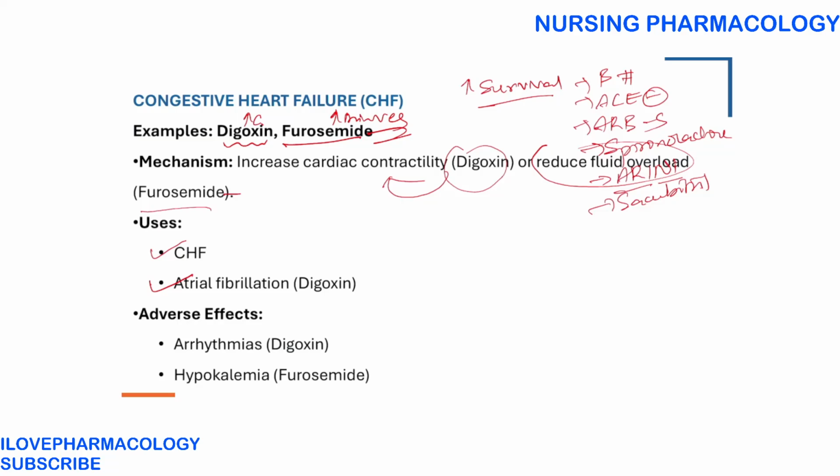The side effect is, digoxin, since it contracts the cardiac muscle, they are more prone to arrhythmia and tachycardia. And furosemide can cause electrolyte imbalance. It can decrease sodium levels, it can decrease potassium levels, it can decrease magnesium levels, etc. And also it loses calcium. It can cause hypocalcemia.